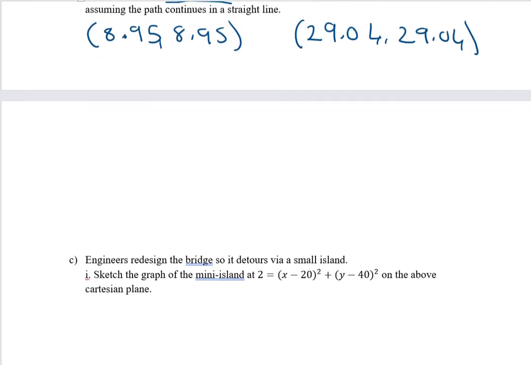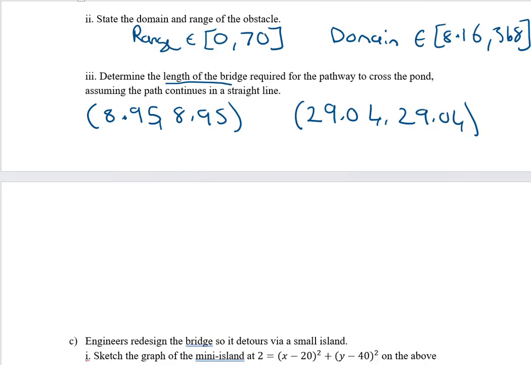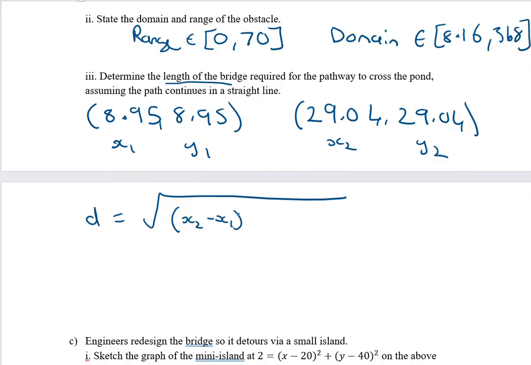Okay, let's continue. Now it says we are working out the length of the line segment. So we've got our x1 and y1 and x2 and y2. So if we think about the rule for the length of a line segment, the length is going to be the square root. We're using our understanding of Pythagoras. x2 take away x1 squared plus y2 take away y1 squared. So all we're doing is putting this information into this formula and then solving it.